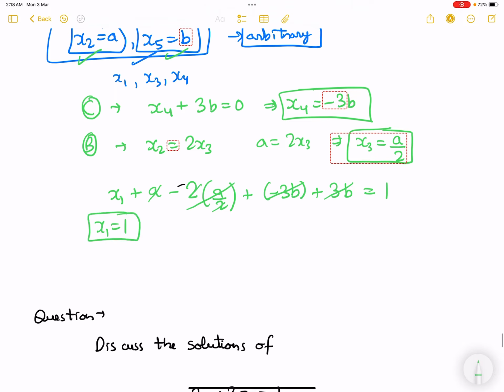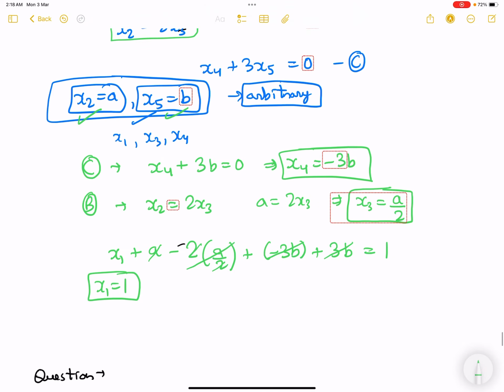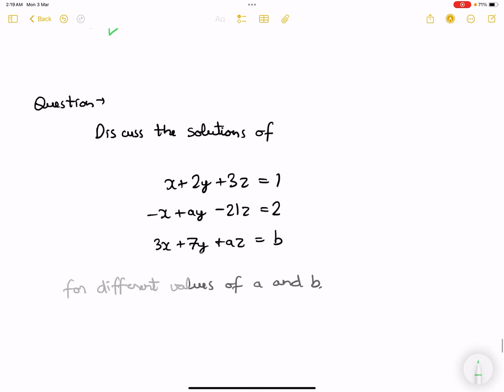So if we take x2 equals to a and x5 equals to b, we are getting x4 equals to minus 3b, x3 equals to a by 2 and x1 equals to 1. So the degrees of freedom are 2. So x2 and x5 can take any random value, and then subsequently the other 3 variables would be dependent on the values of x2 and x5. So we have chosen x2 and x5. We can choose any other variables that would give you the same result.